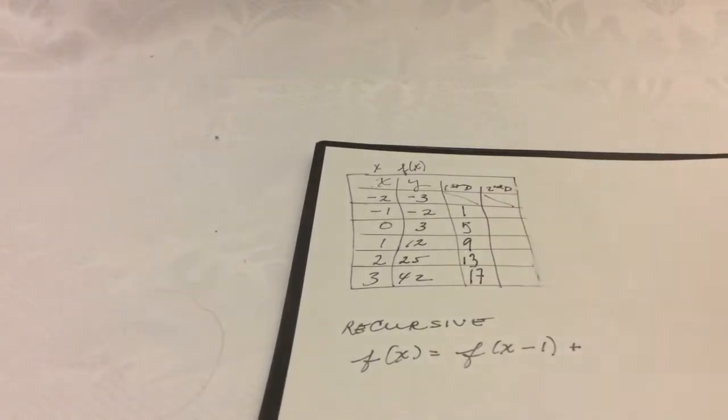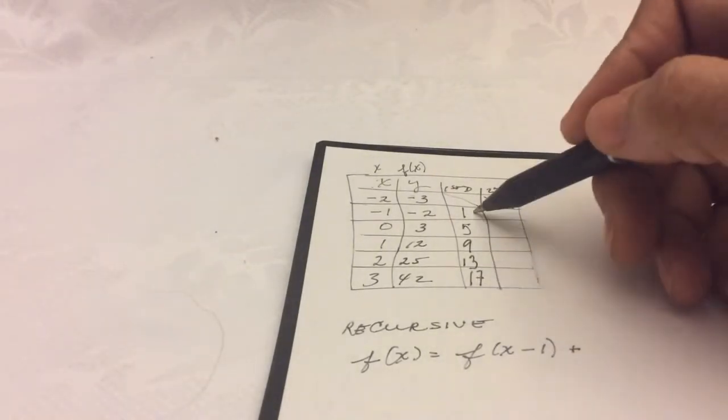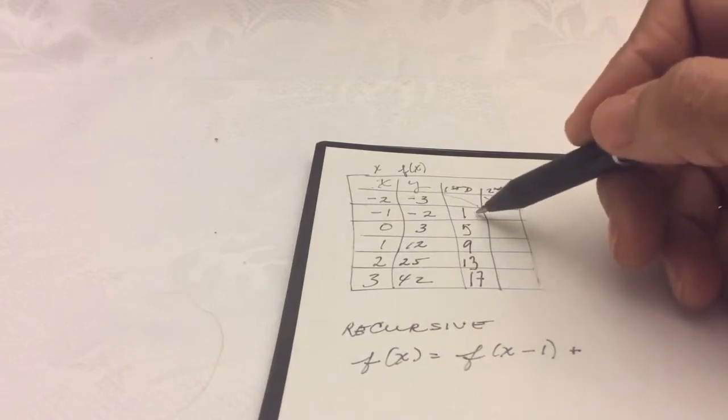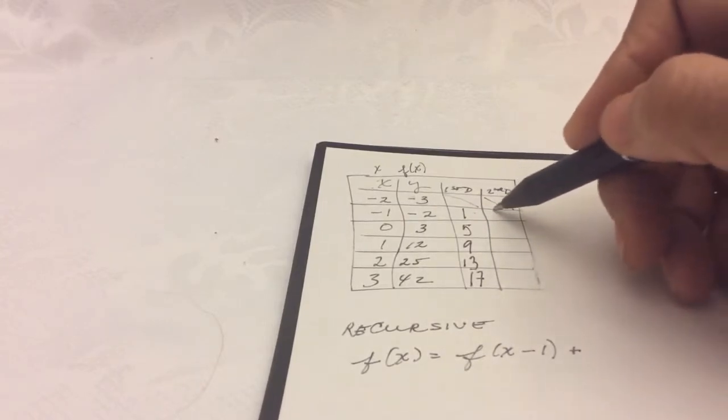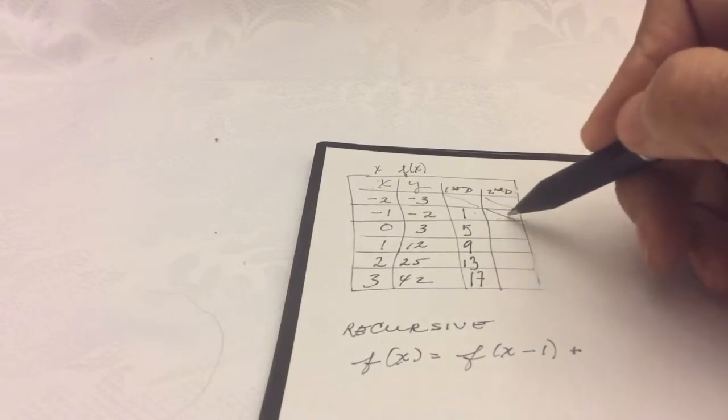So on its face, we do not see a constant value. We just see some numbers. But let's see what happens when we look at our second difference. So we're not going to need this row.